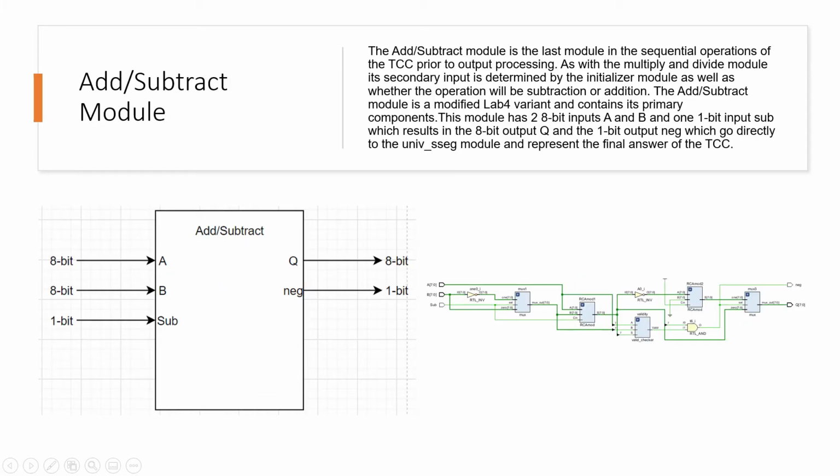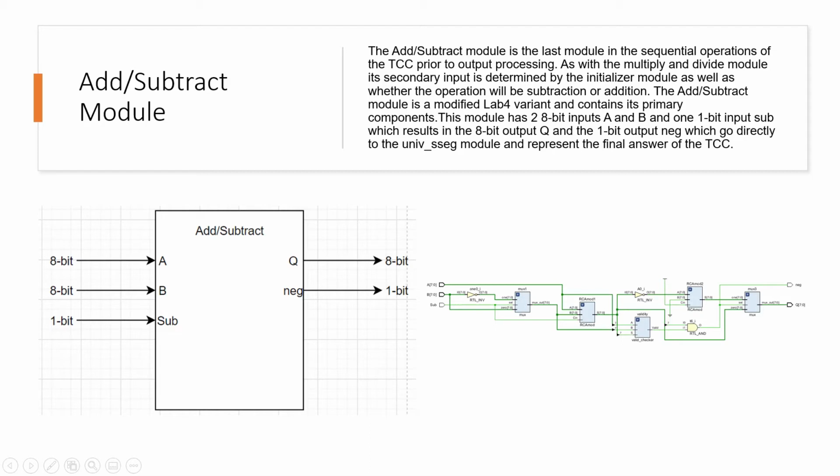This is the add subtract module. It is essentially a clone of the Lab 4 module used in CPE 133, except with the significant modification that it has been converted into an 8-bit width rather than a 4-bit width. As we can see, the two primary and secondary inputs A and B are 8-bit width and are the values that will be added or subtracted together.